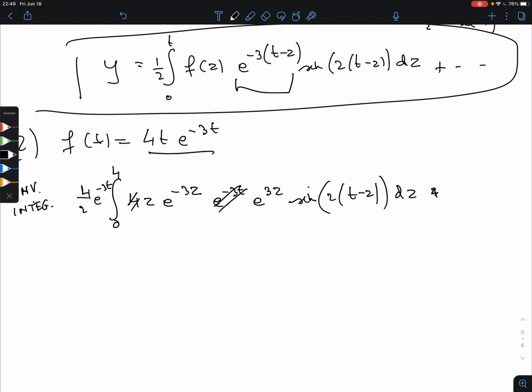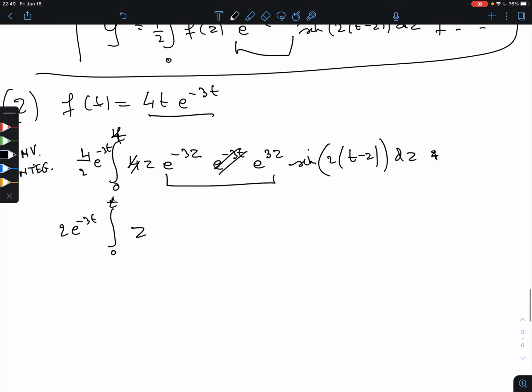Because that's what it is, right? They are constants. So what we are left with is a 2 e to the minus 3t, integral from 0 to t. I wrote 4 here, I don't know why. t. And then we have a z. The e's actually cancel out. So we have a z sine of 2t minus z dz. That's an integral.